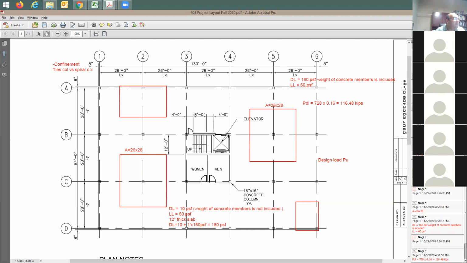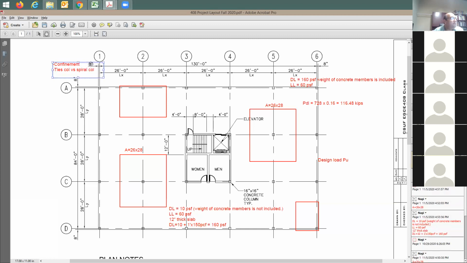Confinement and tied column versus spiral column. Right? Did you discuss the difference between tied column and spiral column today? Did I mention it quickly? I said that you need to know the difference between the two. Why is one of them stronger than the other? Yeah, because of confinement. So these two questions are kind of related to each other.